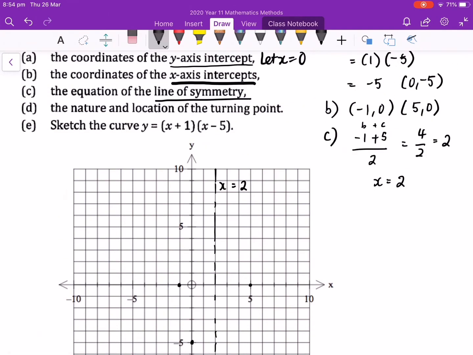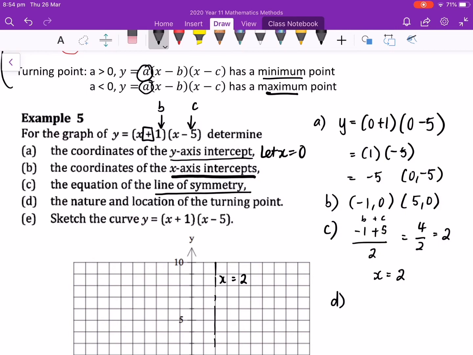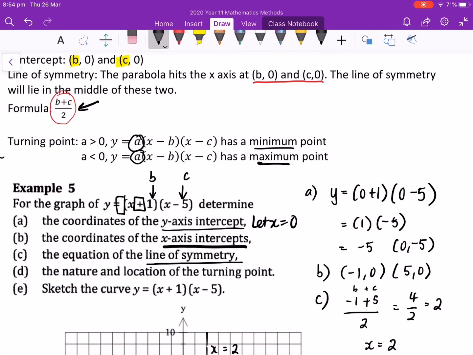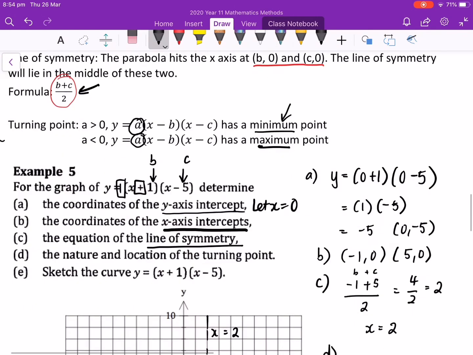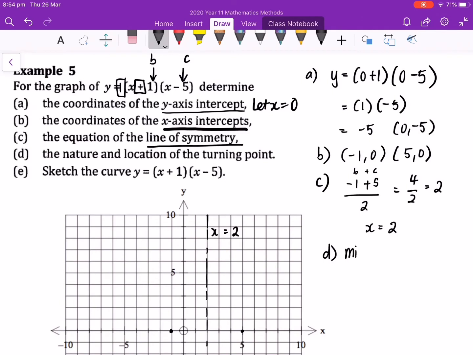Now let's find the nature and location of the turning point. Now you can see here there's nothing actually in the front of my rule here, my quadratic, but we always have to remember there's always a 1 there. If there's nothing there, we assume it's a 1. And because it's a positive 1, it's going to be a minimum. So let's write that down. So it's going to be a minimum graph.